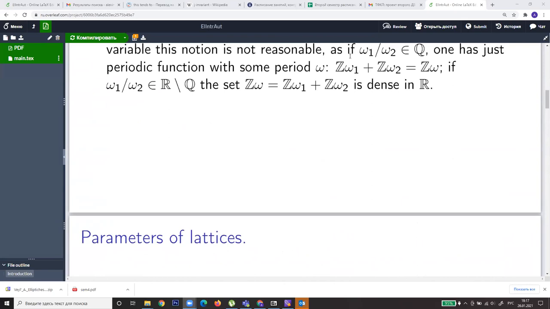But in the case of complex numbers, for example, I can think about functions that have two periods, say one and i. They're not so stupid an object, as this is a lattice. The function which is invariant with respect to this shift may be rather interesting. But I will study a different part of the story.